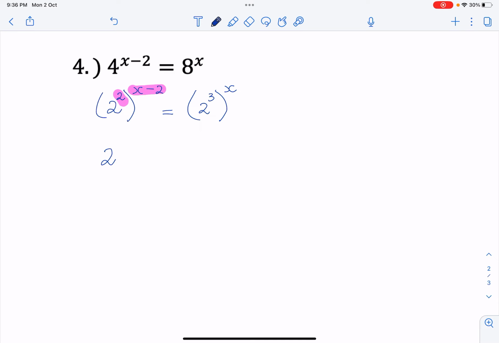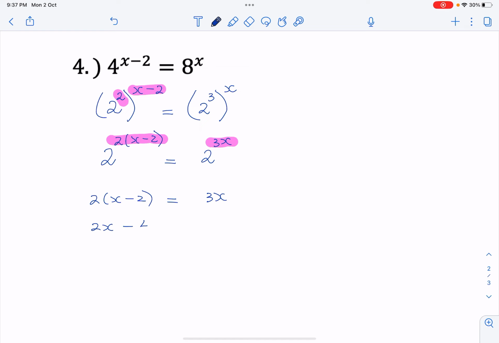So don't forget multiplying everything by 2, right? 2 times x minus 2, I will write it this way. Later on both terms inside the bracket have to be multiplied by 2. And then the other one is just 3 times x. Now because the bases on the left and right-hand side are already equal, we can derive a conclusion that the exponents must be equal. So 2 multiplied by x minus 2 must be equal to 3x. Expanding the bracket, this is what we have.